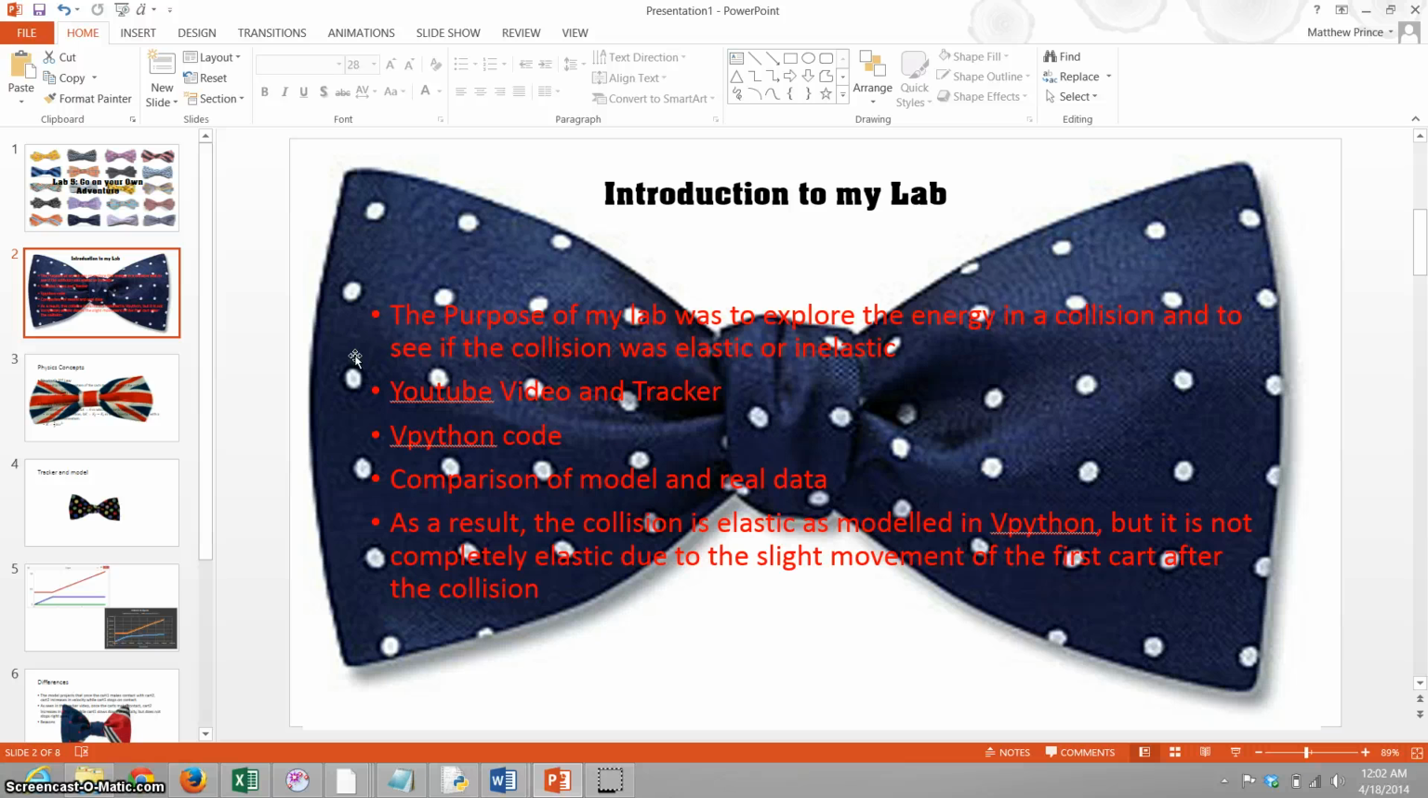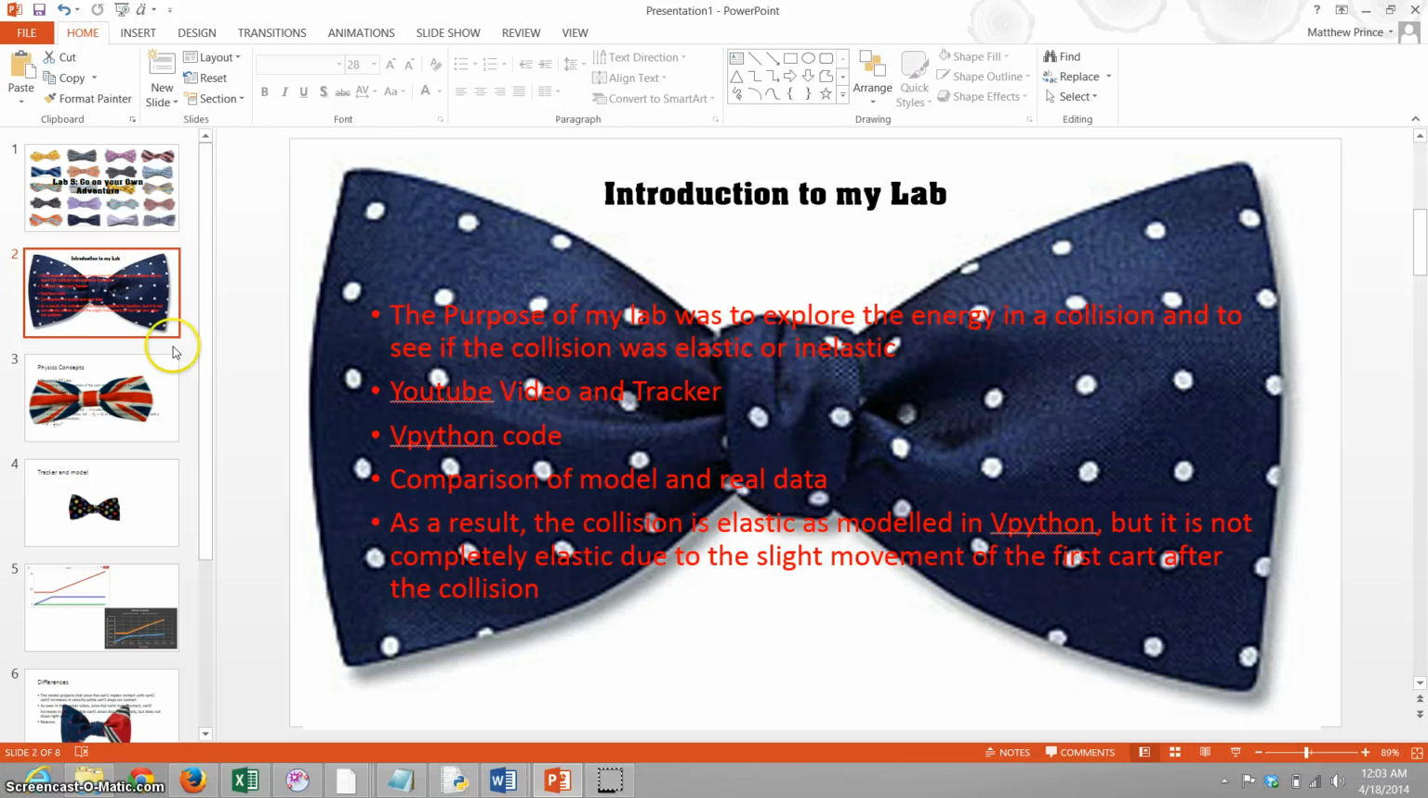After finding a video to observe from YouTube, I used Tracker to collect data of the movement of the two cards in the observed motion. Using the data from Tracker, I created a graph with the motion of the objects and wrote a code to find the ideal motion of the cards. After running the code, I compared the graphs. As a result, I concluded that the collision of the object was elastic because no energy was lost in the model, which differs slightly from the actual data.